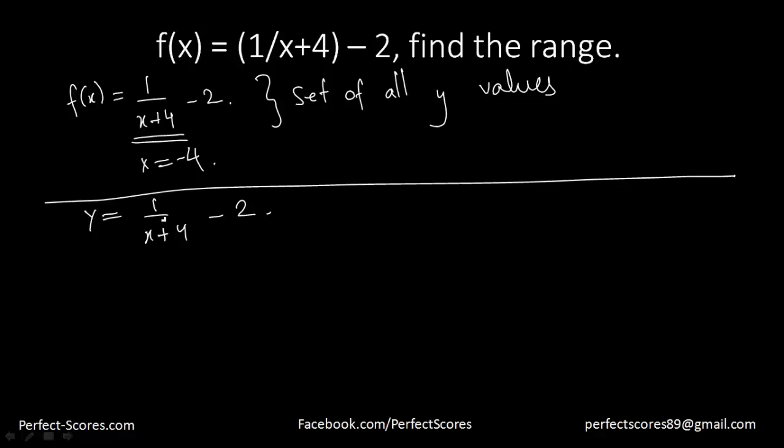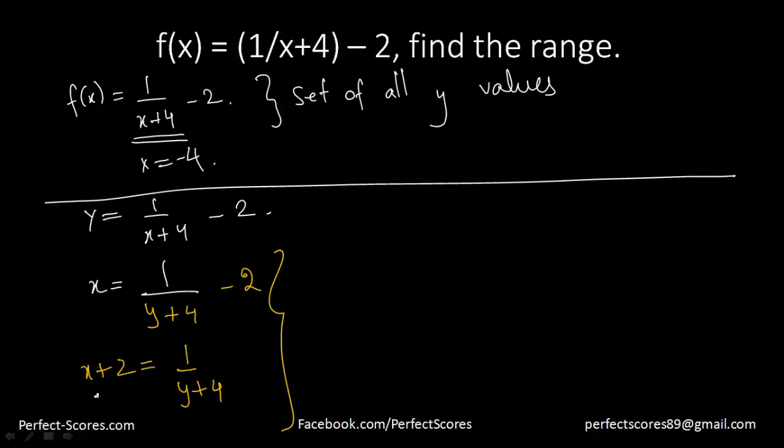If I actually go ahead and find the inverse of this, if I replace x with y, x is going to be equal to 1 over (y + 4) minus 2. I'm going to write down the inverse in a different color. So x + 2 is equal to 1 over (y + 4). If I reciprocate both sides, 1 over (x + 2) is equal to y + 4. That means y is equal to 1 over (x + 2) minus 4.